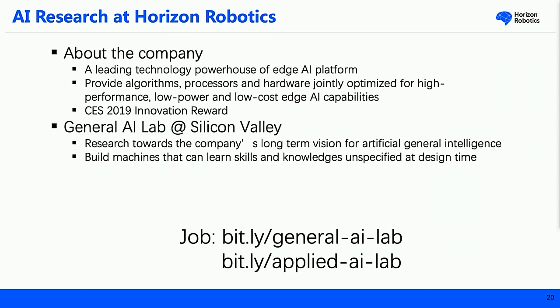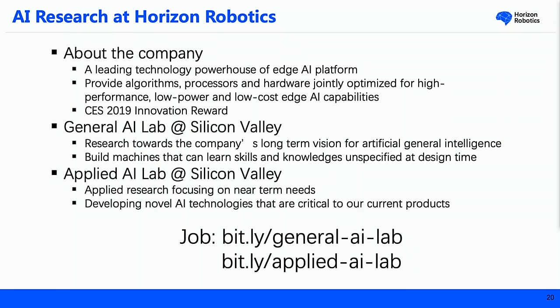And we have two AI labs in Silicon Valley. One is called Generalization AI Lab, which is focused on long-term research for the company's long-term vision towards artificial general intelligence. Basically, it's doing the kind of things I just talked about, building machines that can learn skills and knowledge unspecified at design time. And we have another lab called Applied AI Lab, which is doing research focused on the near-term needs of the company. It's developing AI technologies that are critical to our current products.